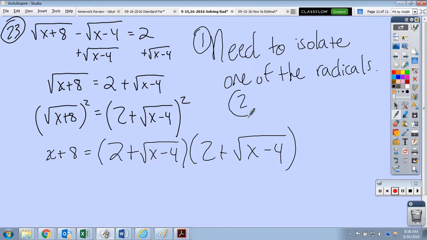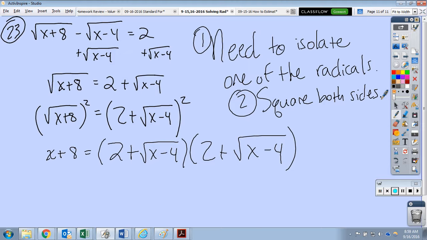Then the second step was to square both sides. This is where I want you guys to be careful. Again, I've seen a lot of students making the mistake. It's not just 4 plus x minus 4. It literally means this whole thing squared.